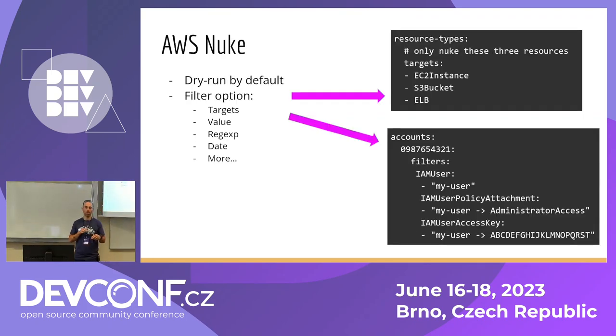There are also all sorts of filtering options for that tool. Like in my example, I'm trying to delete only, for example, ELBs or EC2 instances, S3 buckets, so I can list them all under the target section of the config file. I can also ask AWS Nuke to filter out some resources. So for example, in this specific example, I'm avoiding cleaning up my own admin credentials to the account. So I can use that also as filtering out these kinds of resources. There are other types of filtering options like by value, by regular expression, date. I encourage you to go online and read about them.